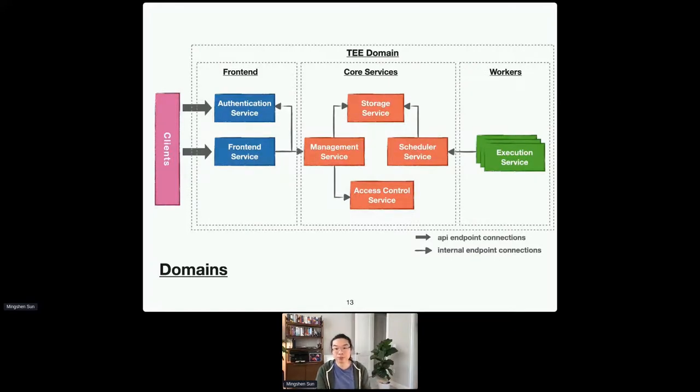The front-end service is in the front-end domain, which does authentication and forwards the traffic into the management service. For the core service domain, we have the storage service, which is a database, and the management service, which manages the traffic and does the access control. And the scheduler service. At last, your task will be executed on the execution service with different workers.